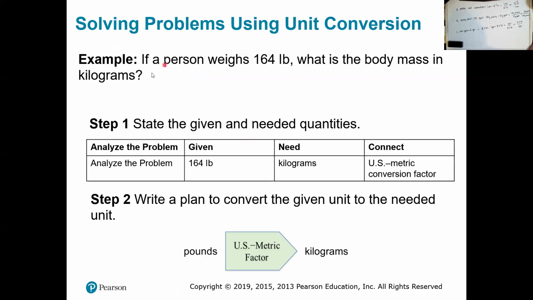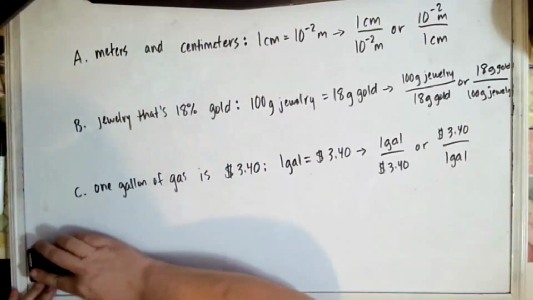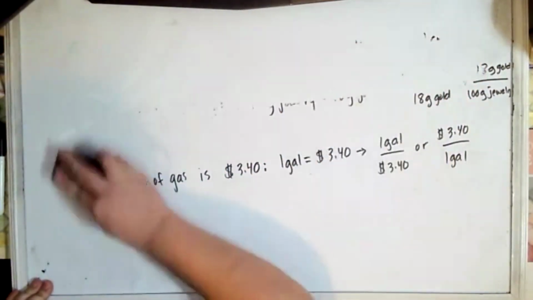Okay. So like in this question, it says if a person weighs 164 pounds, what's the body mass in kilograms? Well, your given unit is the pounds, right? You're told that the person weighs 164 pounds. So this is going to be your given unit. And the needed unit is going to be kilograms. And so then you have to connect pounds and kilograms using the correct conversion factor. All right. So we're going to do most of these. We'll just do the next few examples on the board.